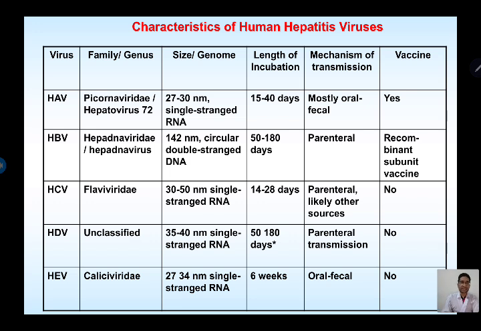recombinant subunit vaccination. Hepatitis C virus is a flavivirus, RNA virus, 30 to 50 nanometer, single-stranded. The length of incubation is 4 to 28 days. Parenteral, like other sources. Vaccine, no. Hepatitis D virus, unclassified, 35 to 40 nanometer, single-strand RNA. Incubation 50 to 180 days. The transmission is parenteral.